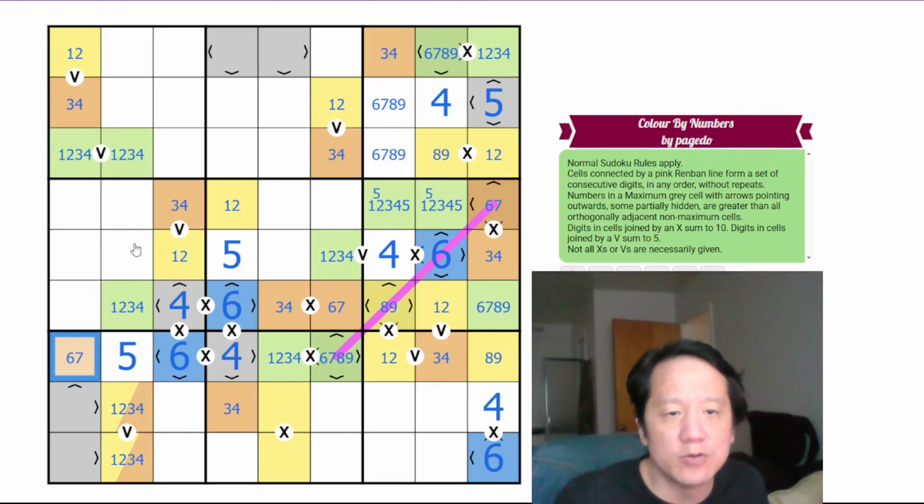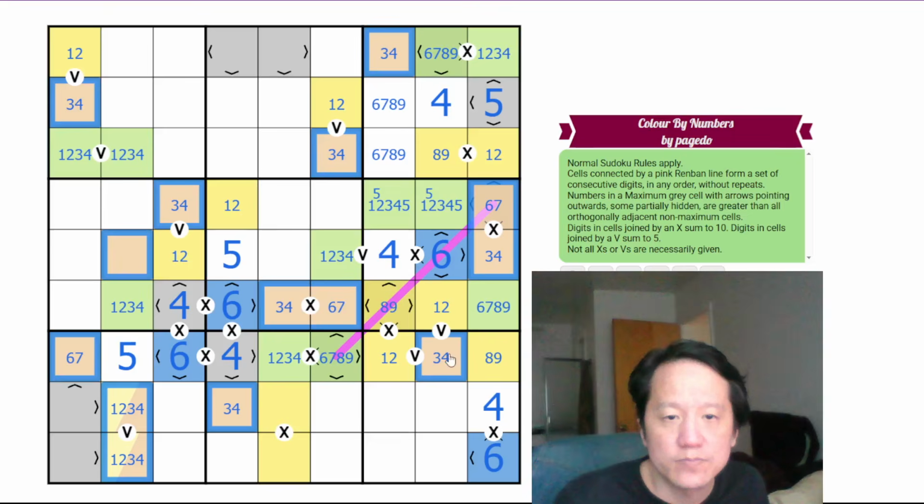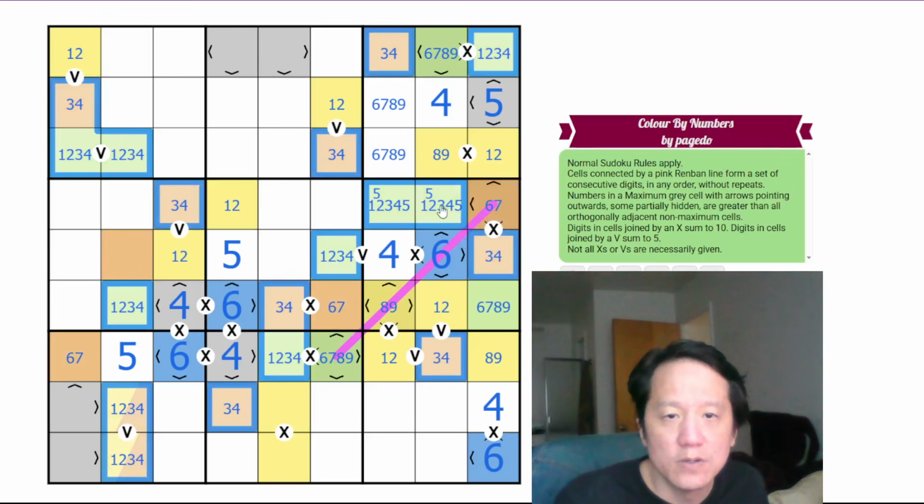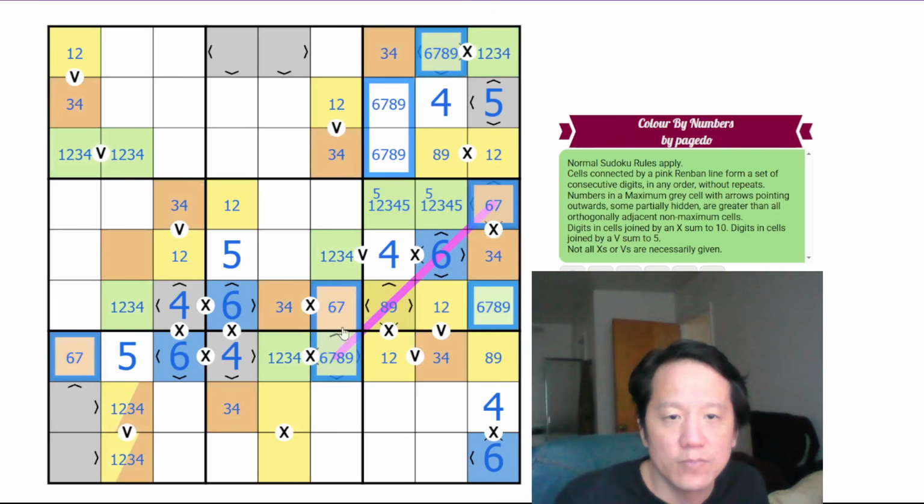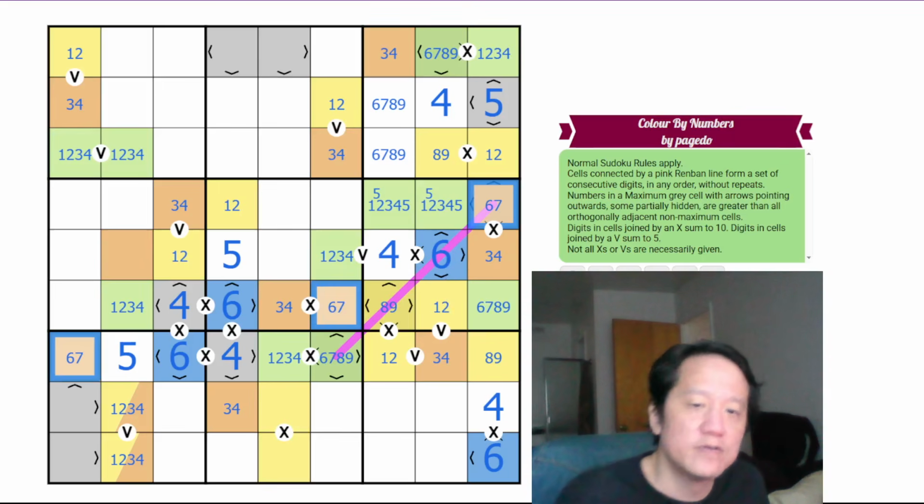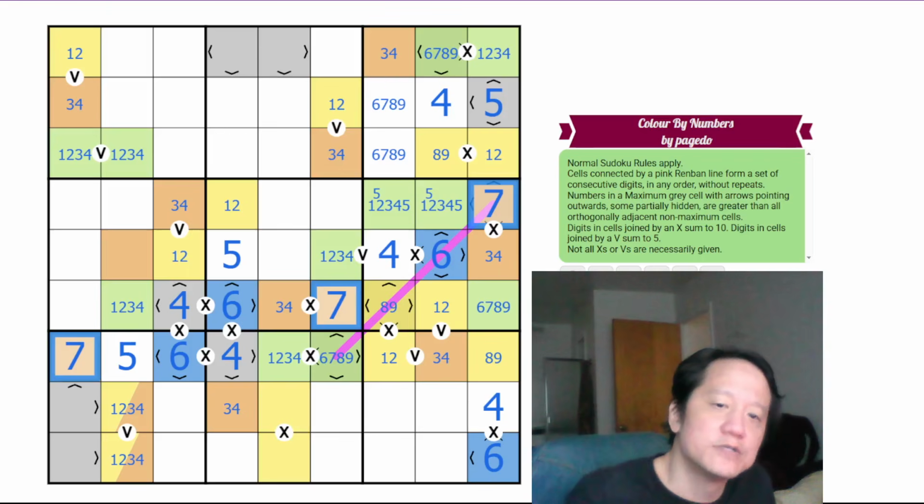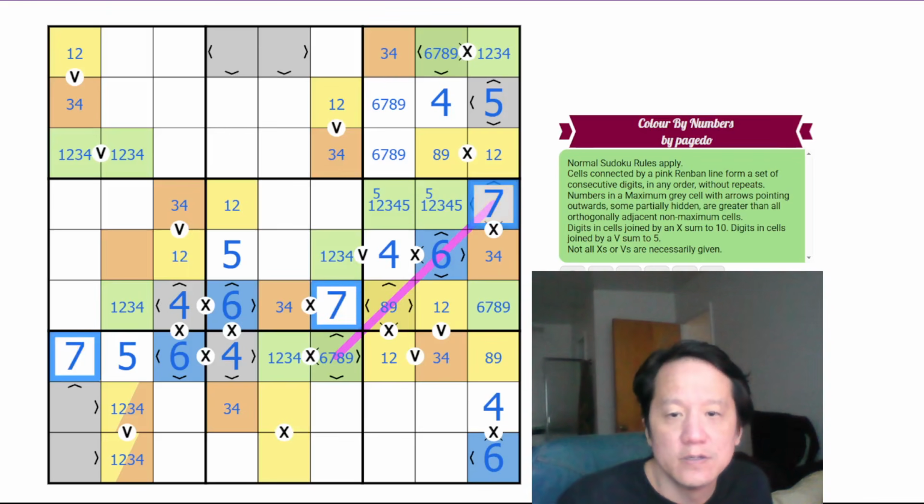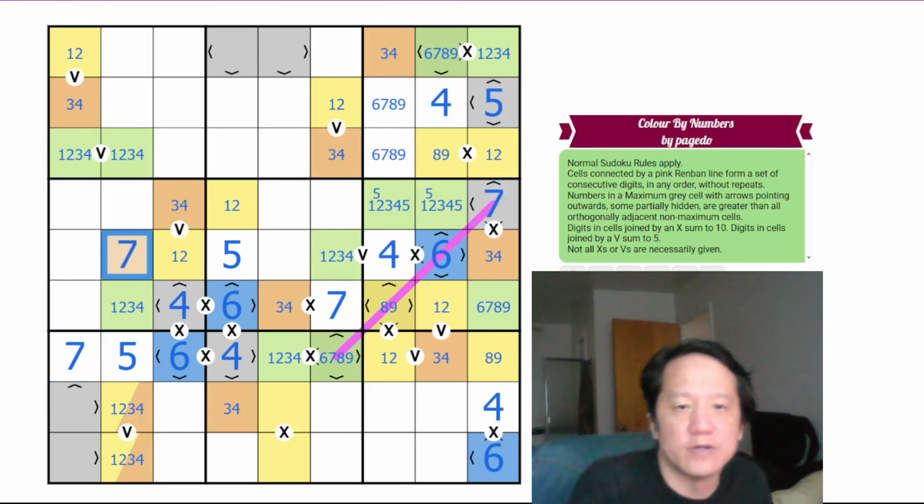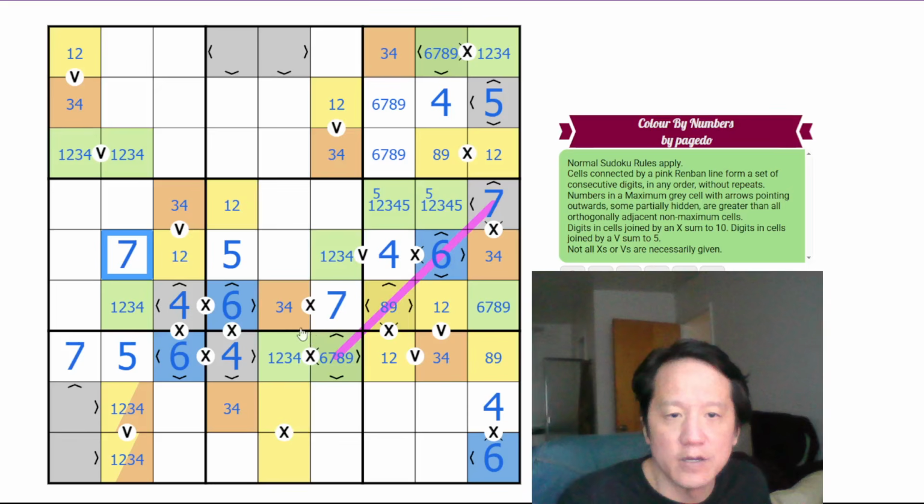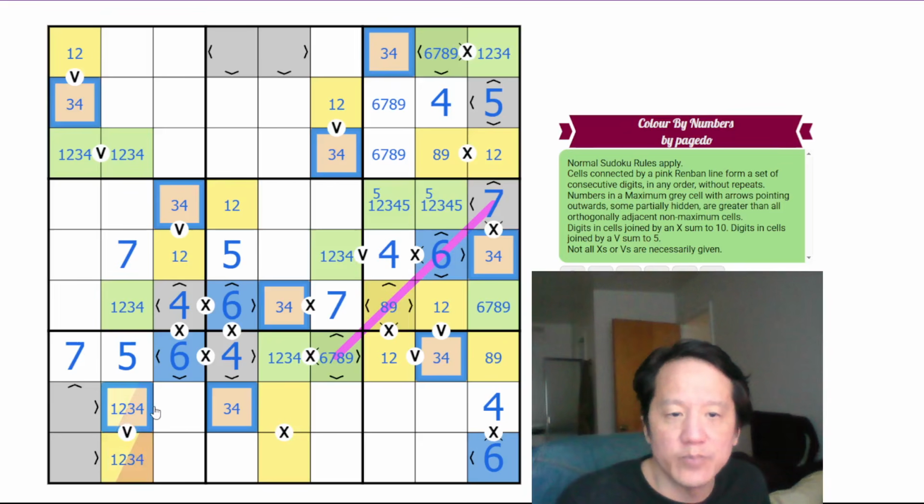Where's the high orange in row 5 again? It has to be here. So that means this has to be 7 for the high orange, which is also there. And we have to have for the low orange, this can't be low orange. It has to be, oops.